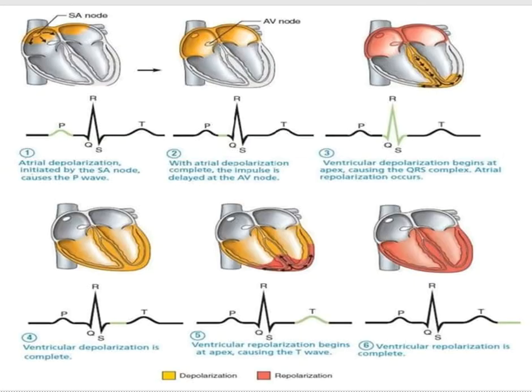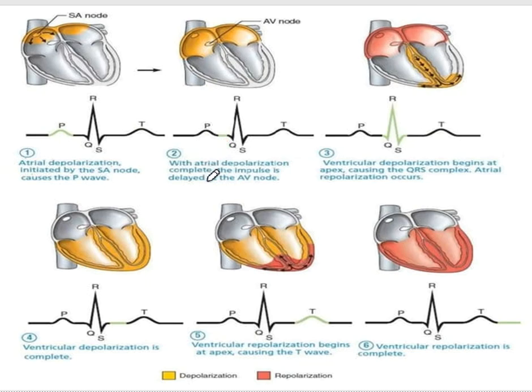Okay. As you can see, whenever the SA node generates impulses, there is atrial depolarization, which causes the P wave. With the atrial depolarization completed, the impulse is delayed, meaning the impulse is transferred to the AV node. So atrial depolarization is the P wave. Then the impulses are further transmitted to the AV node. This is the area from P to Q, which is the generation of impulses.